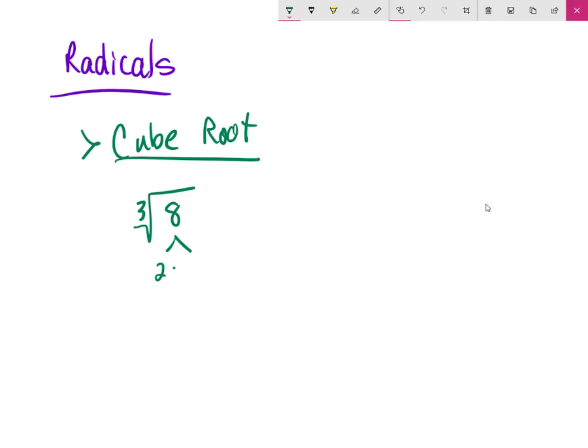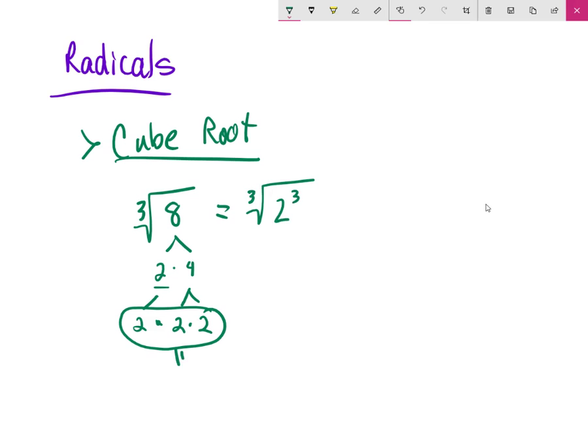We know 8 divided by 2 is 4. Well, 2 is a prime, but 4 is not. Remember, we want to get 3 of the same number this time under the radical because the index is 3. So 2 is good, but let's break down 4 again. That would be 2 times 2. Now I see that we have 3 of the same number. We can rewrite this same expression as 2 to the third power because that's what 2 times 2 times 2 is. And then we can cross these 3's out and just we're left with 2.